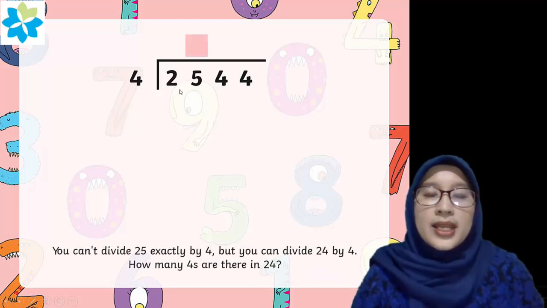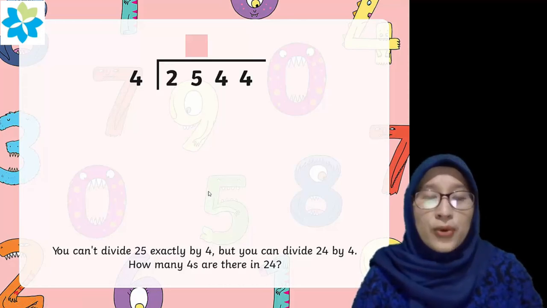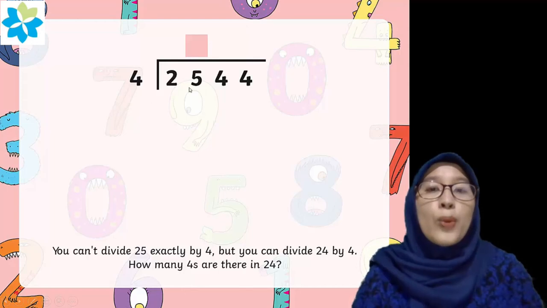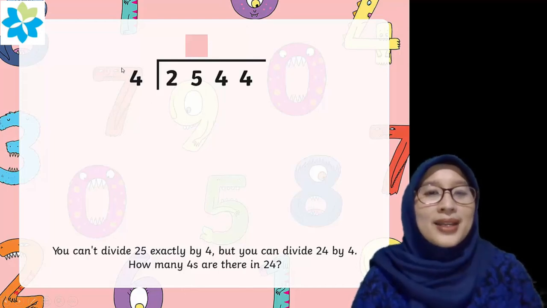Okay, tidak bisa kita bagi dengan 4. Okay, you can't divide 25 exactly by 4. But you can divide 24 by 4. Okay, how many 4s are there in 24? Jadi di sini 25 tidak bisa pas dibagi 4 ya, bisanya 24. Okay, karena bilangan perkalian 4 atau faktor dari 24 adalah 4.